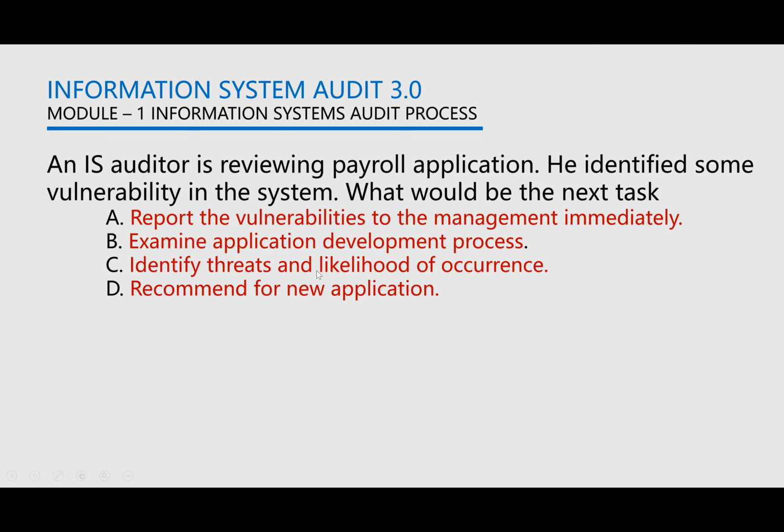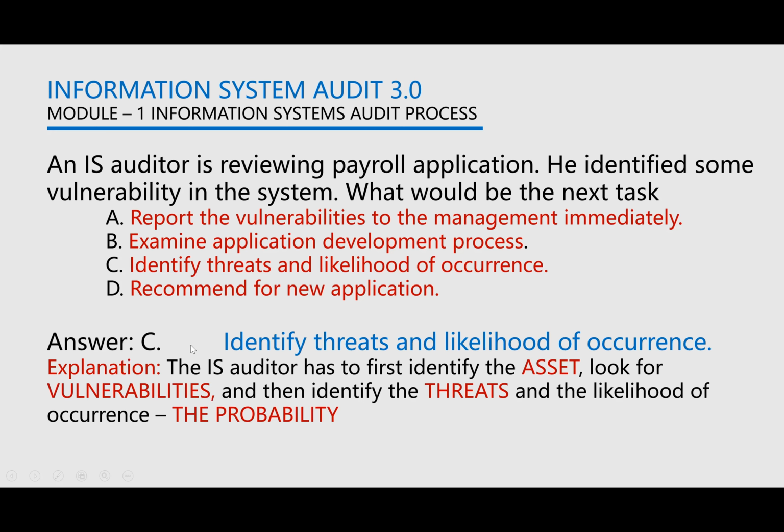Maybe C, sir. Right, it says identify threats. C, identify threats and likelihood of the occurrence, which means there is no point in the rest of the options A, B, and D, because the IS auditor has to first identify the assets, look for the vulnerabilities, and then identify the threats and the likelihood of the occurrence, that is the probability. So C says identify the threats and likelihood of the occurrence.